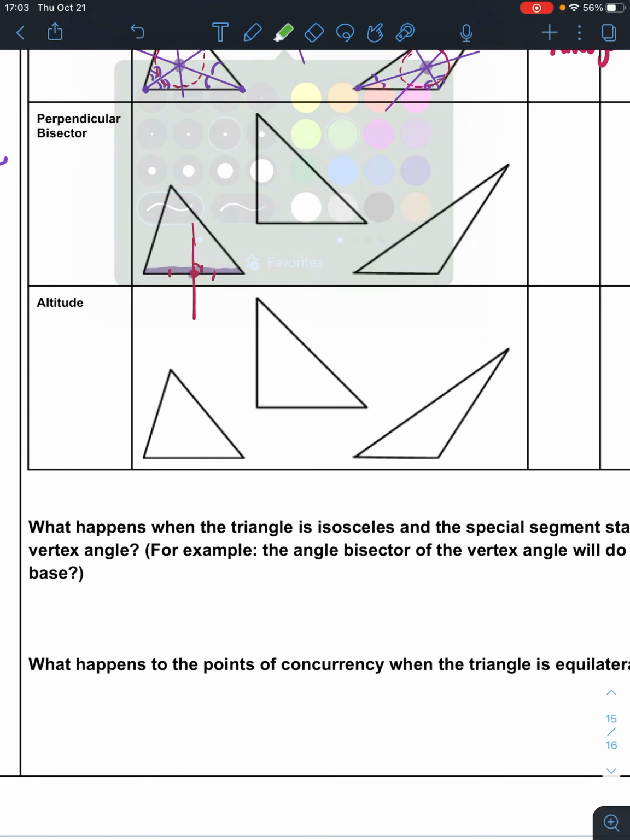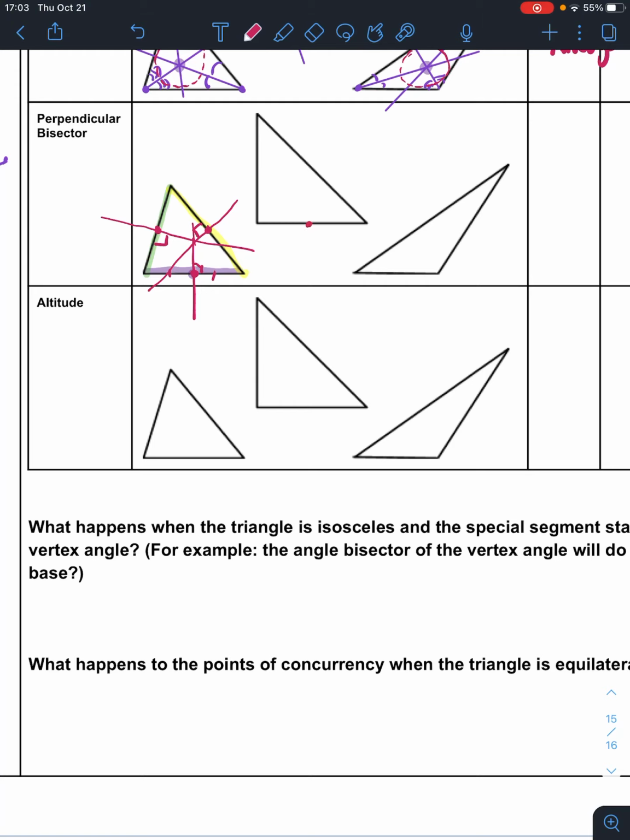I bisected that side. Now let's bisect this side. So I'll find the midpoint, and I'll just eyeball a 90-degree angle. And then we'll do the same with this last side. We'll find our midpoint right here, and then we'll eyeball it, and we'll draw a line that extends through the midpoint. So the median goes from the vertex to the midpoint. The perpendicular bisector just goes through the midpoint, but it does it at a right angle.